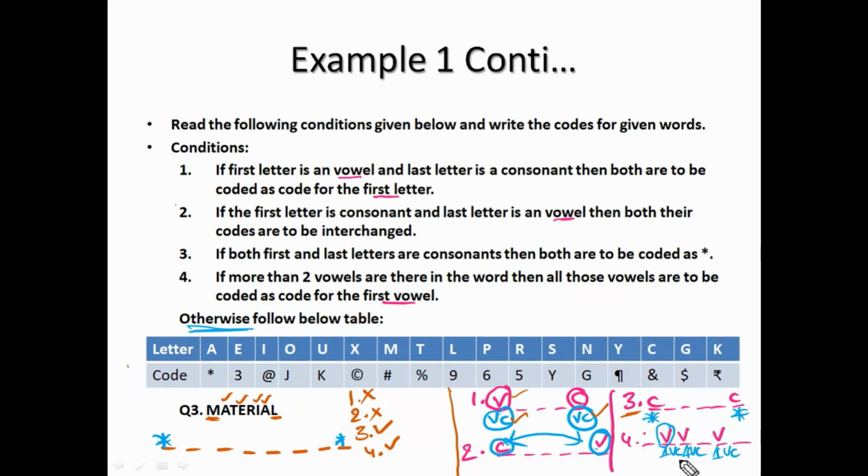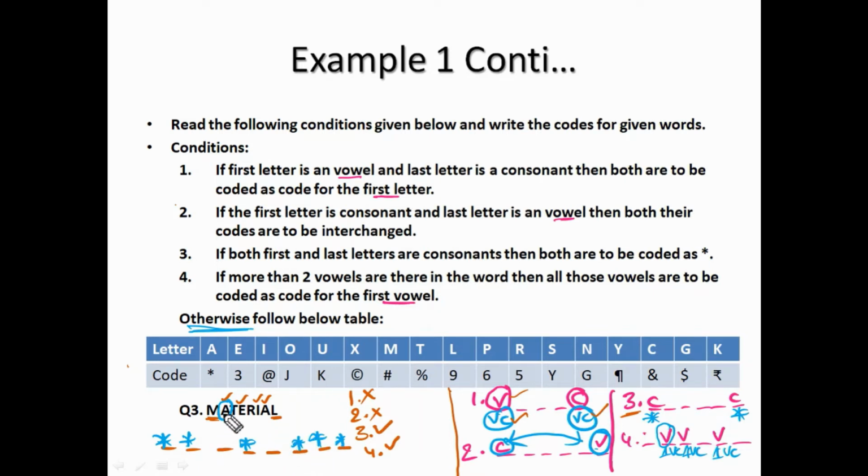Next, how many vowels are there? All those vowels are to be coded as code for the first vowel. Here, what is the first vowel? A is the first vowel, and what is its code? Code is star, and write star for all the vowels. Second place is a vowel, that's why star. Third place, okay. Fourth place is a vowel, that's why star. Fifth place, okay. Sixth and seventh places also stars.